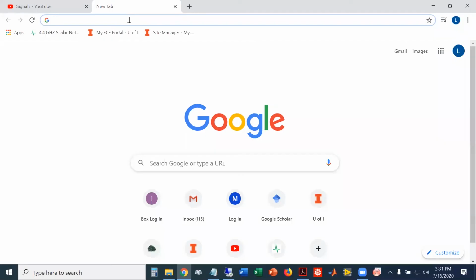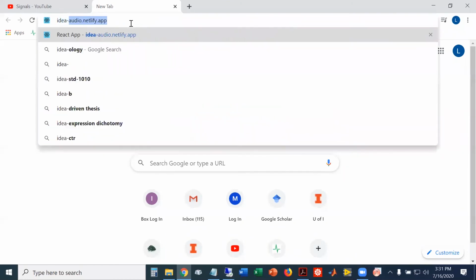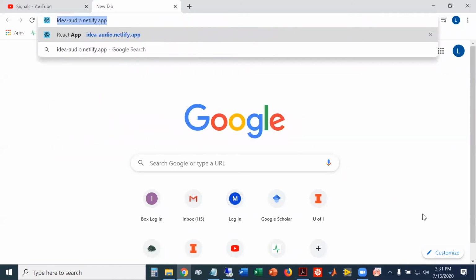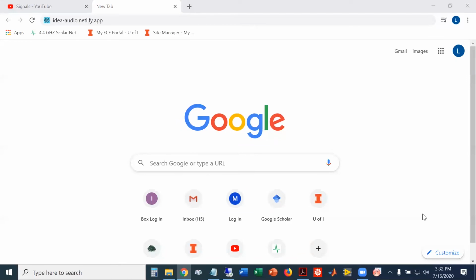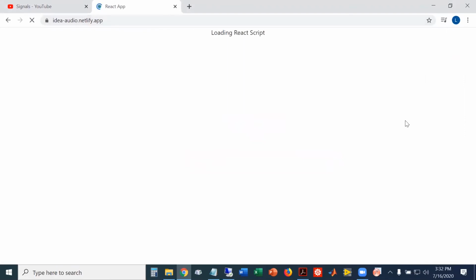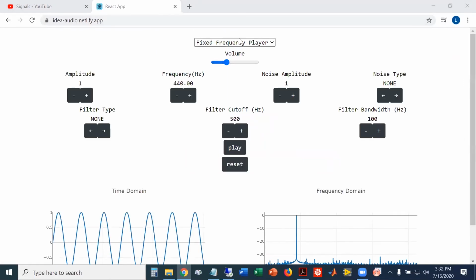Okay. Let's start visualizing some of these ideas. So this is an app that was created by undergraduate students. In the past we used to do this in LabVIEW, but not everyone has a LabVIEW license. So we created a web app to be able to visualize some of these things. The first thing in this app, there's a fixed frequency player. So it's going to play a note. So I'm going to play a 440 hertz note.